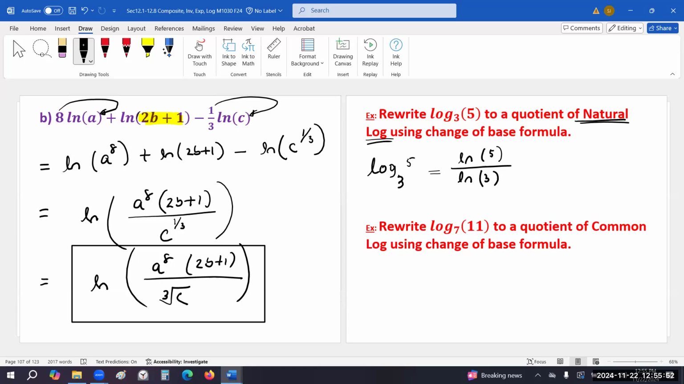For example, here it says find this one, but this time it is common log. Common log means the normal one. So log base 7 of 11. We don't know how to find it in the calculator. So we can simply write log 11 divided by log 7.